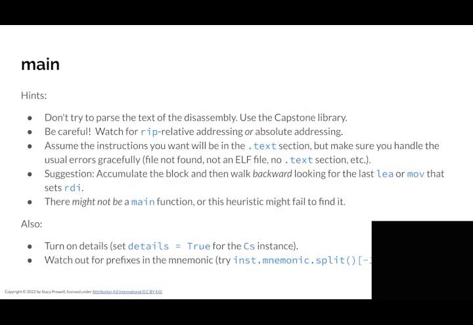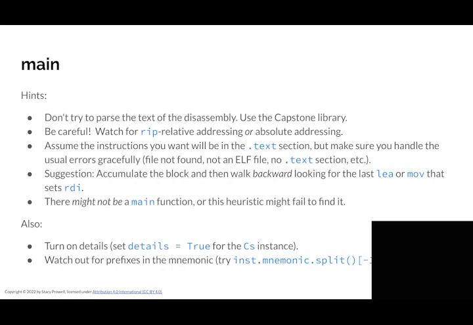Don't try to parse the text of the disassembly. Capstone provides all the stuff that you need. Really. If you find that you're trying to break apart the text that makes up the operand, don't do that, please. No, use the Capstone library. It's got lots of information in it. Just poke around with those things in IPython, and you'll do fine.